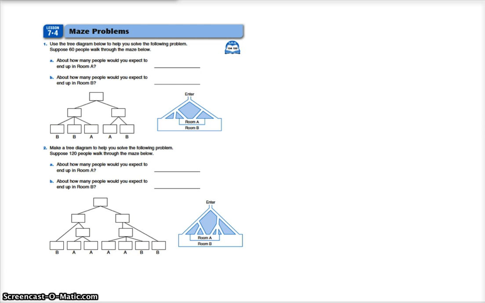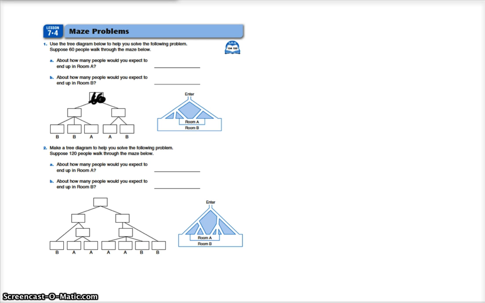Hopefully you're following me. Unfortunately, you can't tell me to slow down because you're watching on a video, but you can always rewind it. So here we have a couple other maze problems. But I need to point out to you a few things. Make sure that you divide them equally. So for example, you need to start out with the correct number. So here we're dealing with 60.